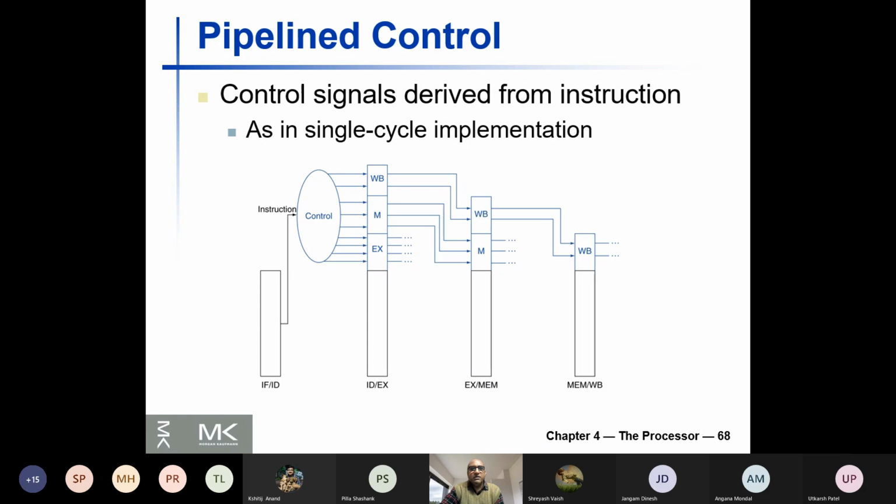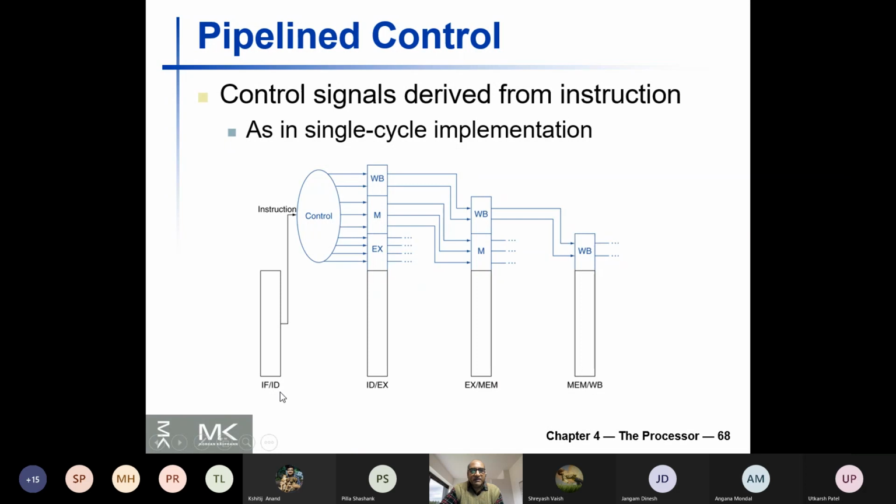So that way, the controller for a pipeline architecture is not that difficult. It will be easier. The only thing is that it has to pass the control signals through the pipeline registers. And here, the naming of pipeline registers will be this way, between the stages: the first pipeline register will be in between IF and ID.